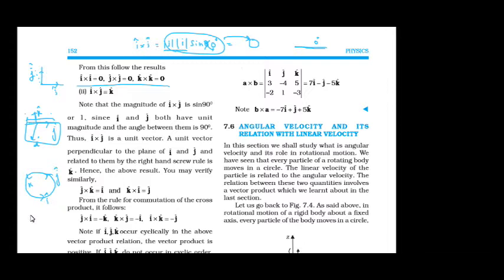So how will you remember? i cross, start from here. After i it is j, it will be k. Similarly, if you start from j, then you can write j cross k is equal to i. In this way we can remember this. And if we start from k, k cross i is equal to j again. In this way we can remember it.